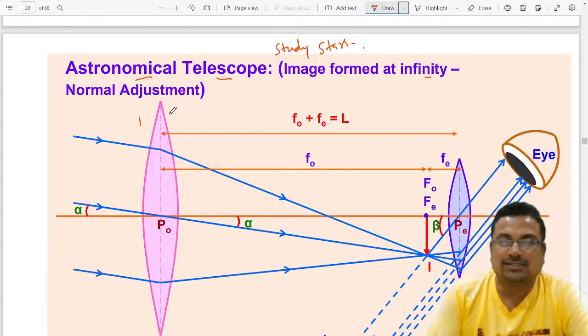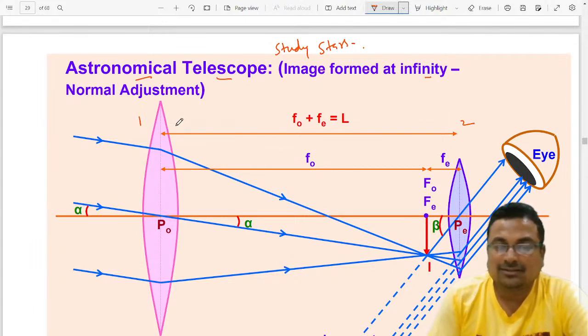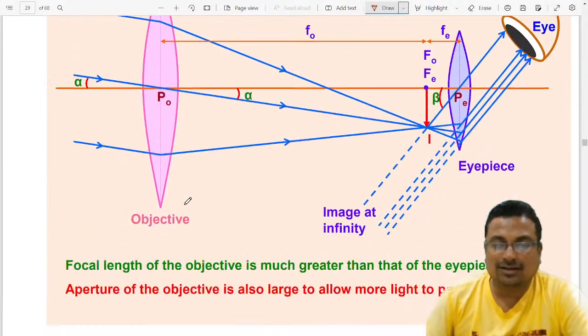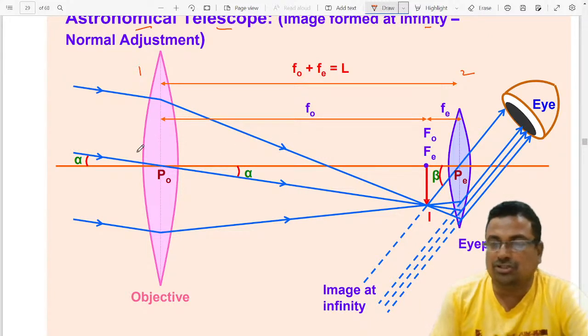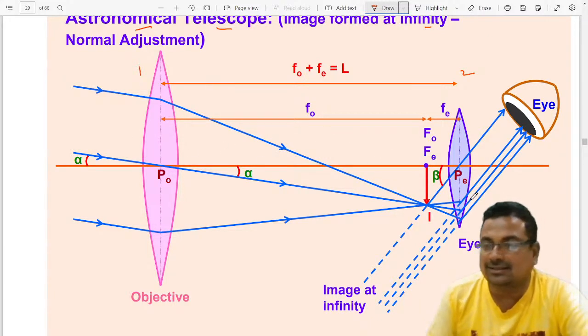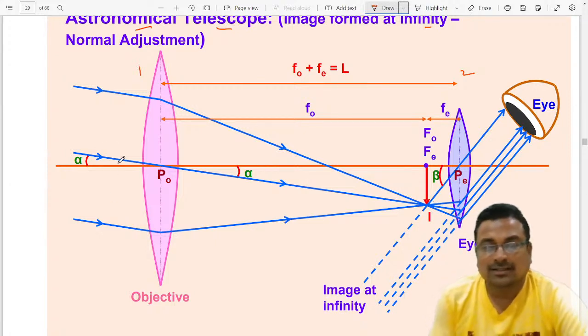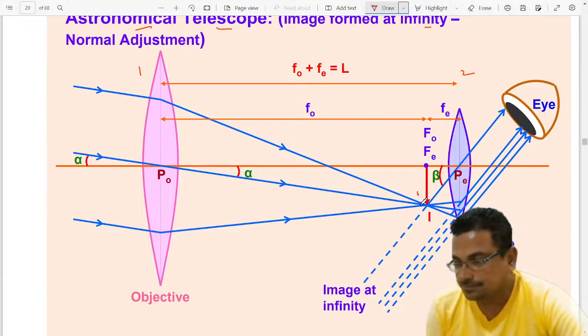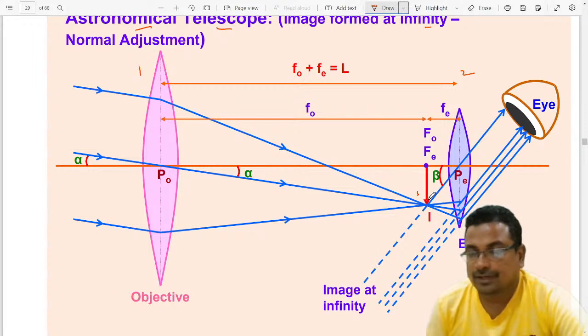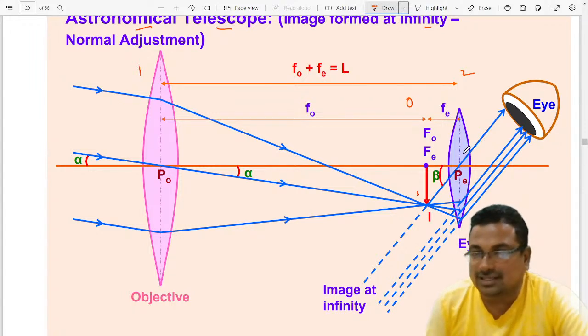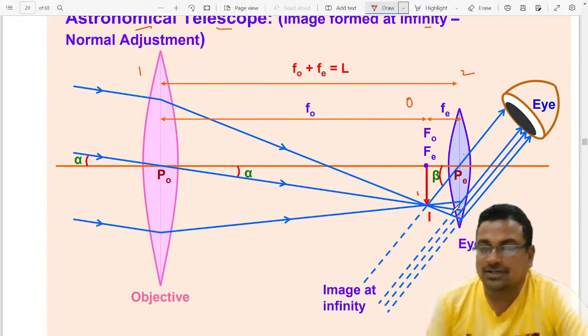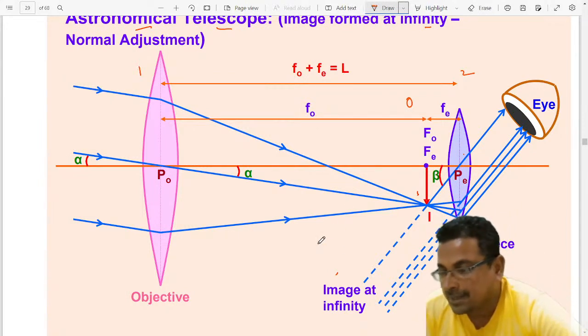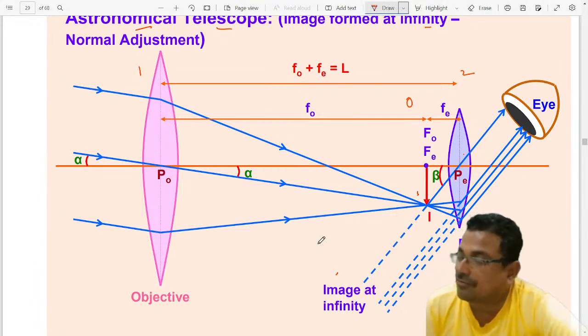In this we have two lenses. This is one, this is two. This is called the objective, this is the eyepiece. As compared to these two lenses, the objective has a focal length greater than the eyepiece. When the light passes through the first lens, after converging it forms an image at a particular point. This image acts as an object for the second lens, and from the eyepiece the final image forms at infinity, so we are able to see objects far away. With a telescope we can see very far objects, like stars.